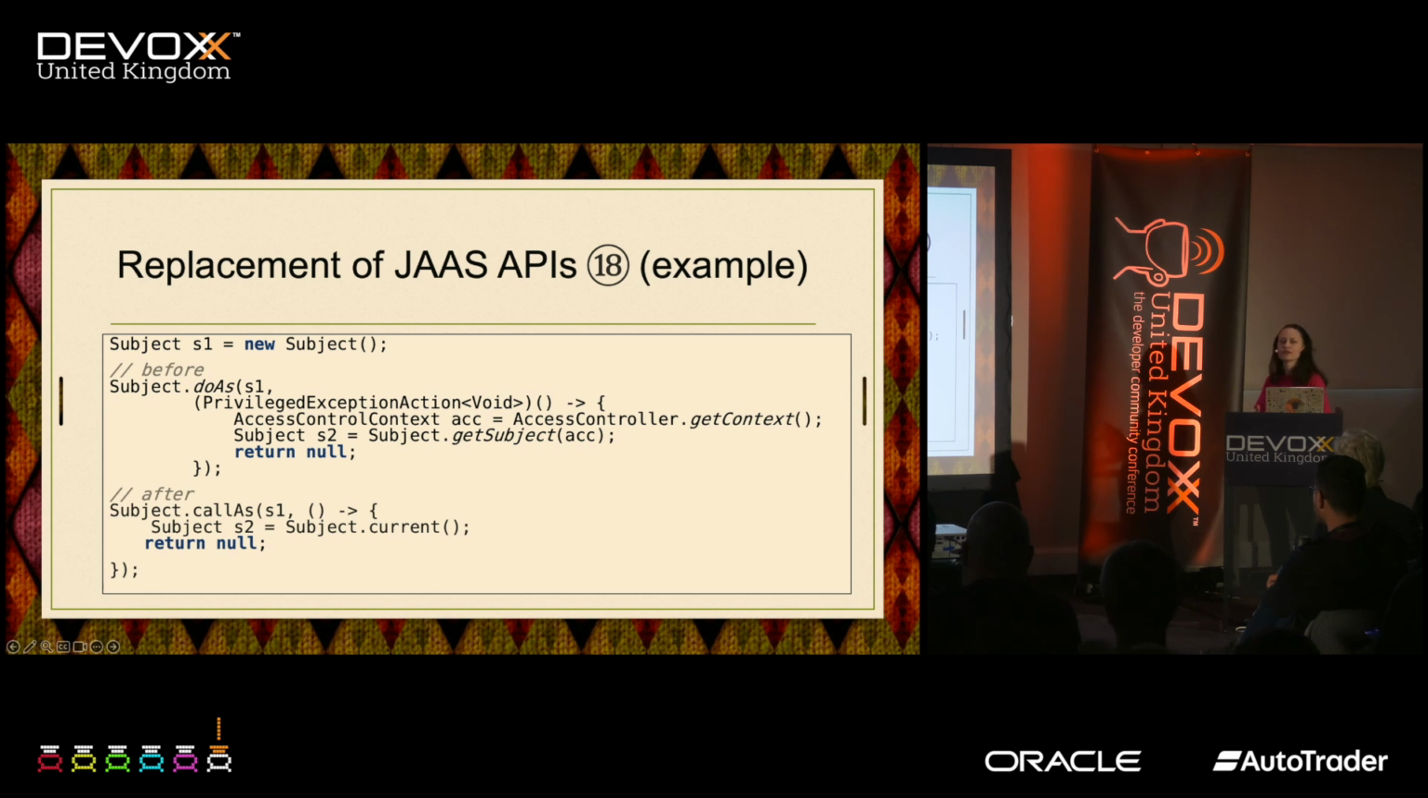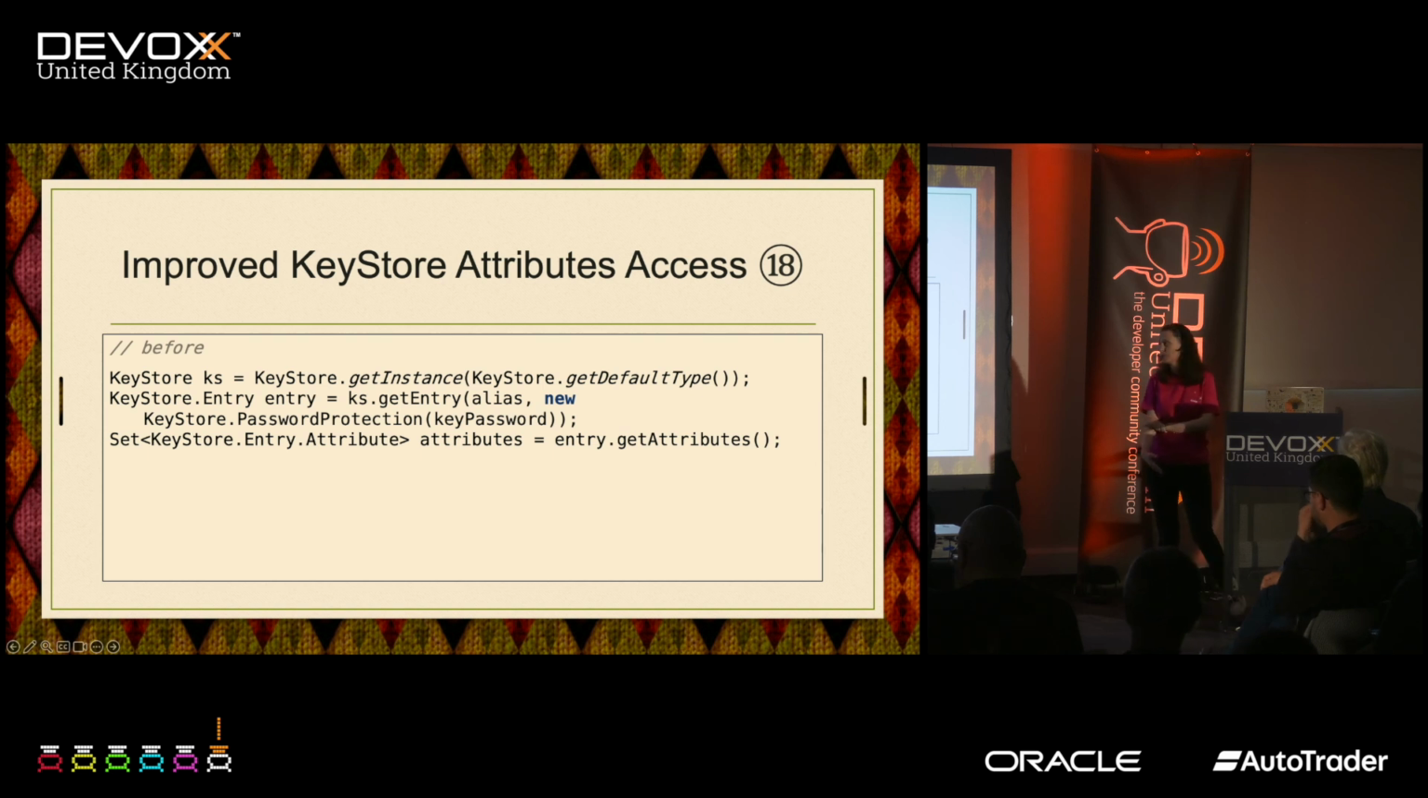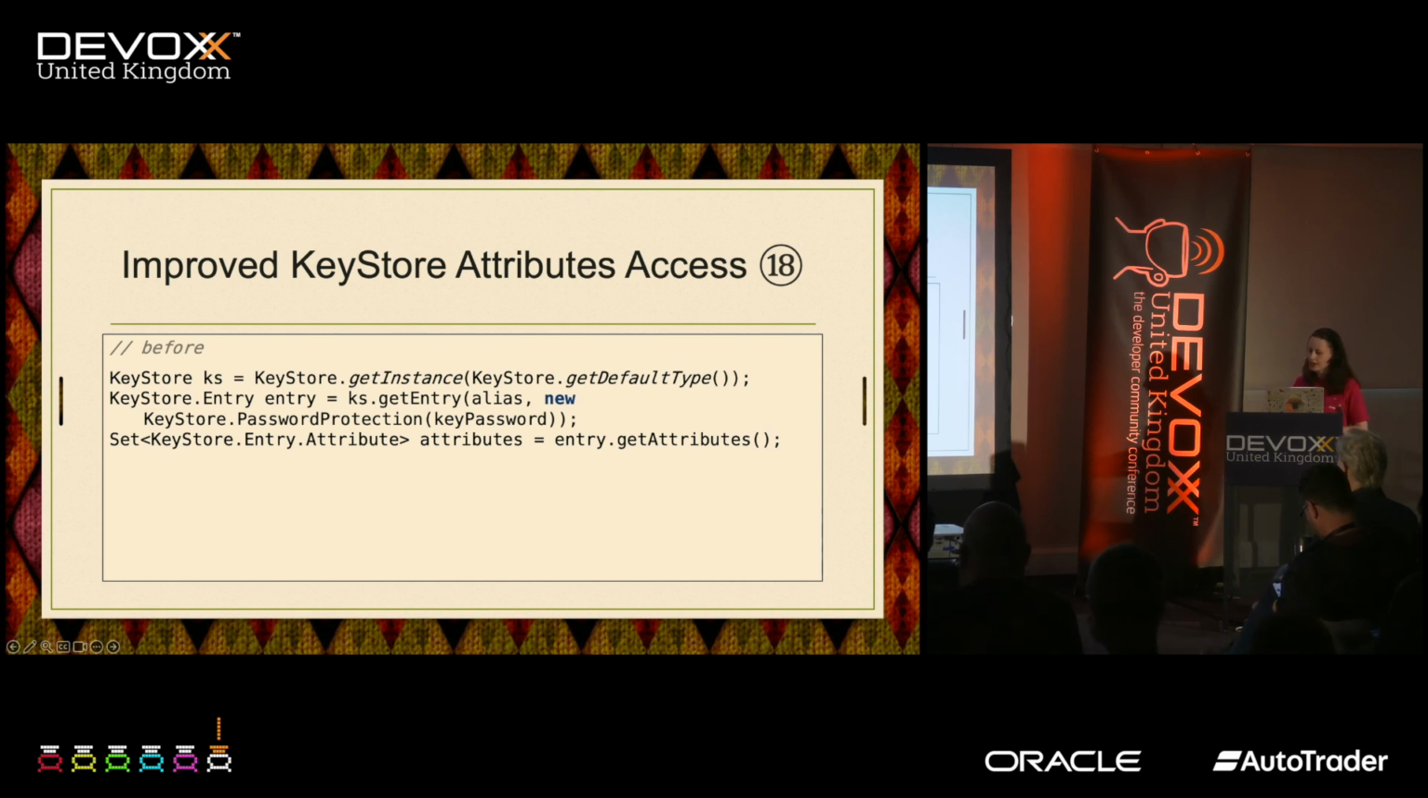So no more intermediary object is needed to access the current subject. There was another improvement in JDK 18 about the key store attributes access. Before JDK 18, you could get access to the attributes of a certain entry in a key store by calling getAttributes on the method KeyStore.Entry. And if this entry was a private key, the application also needed to provide the proper password to unlock that specific entry, even if the attributes were not necessarily password protected.